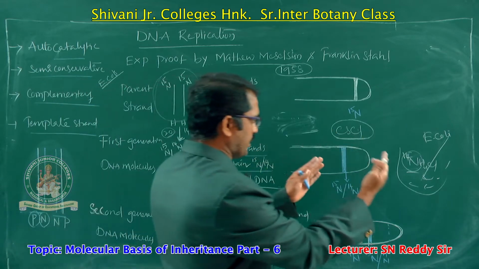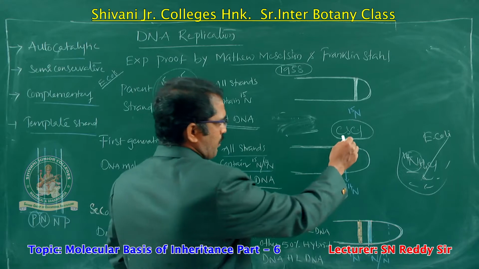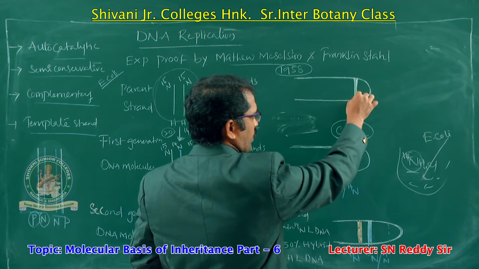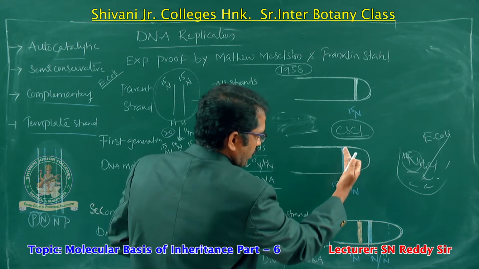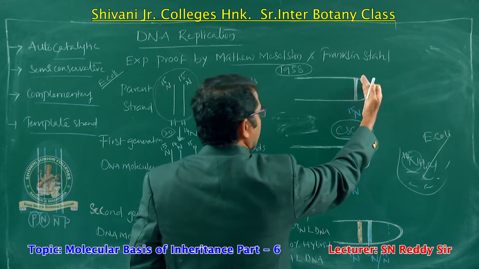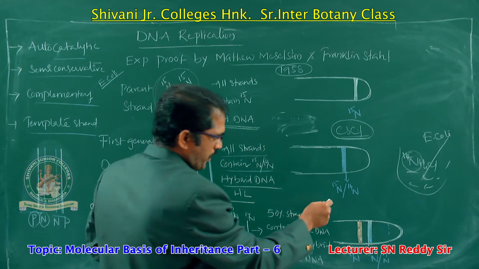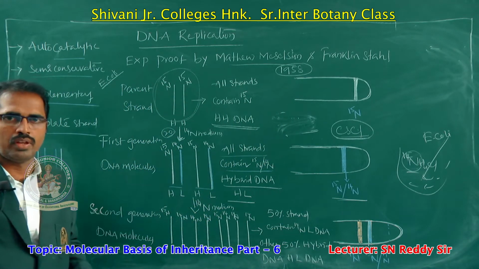When we separate the DNA of the bacteria in cesium chloride density gradient, you observe this is the heavy. Compared with the heavy, this is light. So that's why you observe the sedimentation process. This is completely at the base. This is just above it. N15, N14, that is the hybrid DNA.